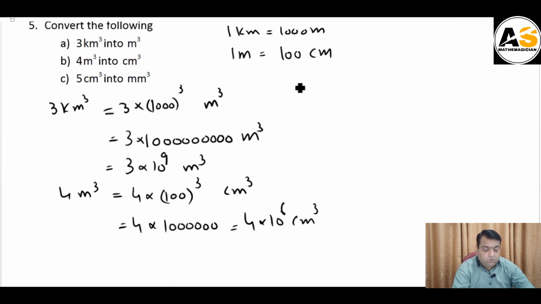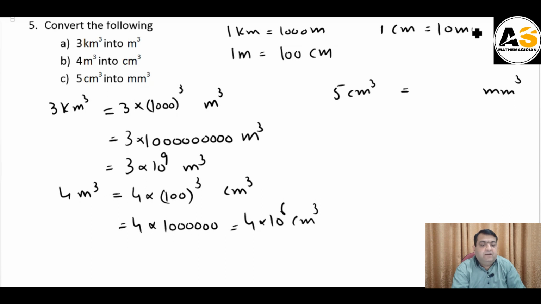Next part, we have to convert 5 centimeter cube into millimeter cube. 1 centimeter is equal to 10 millimeter. So I will multiply 5 with 10 cube. I hope this is clear.